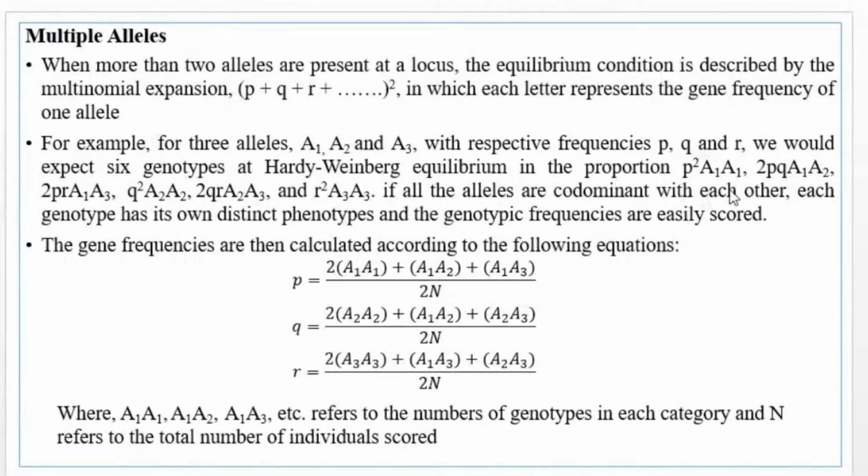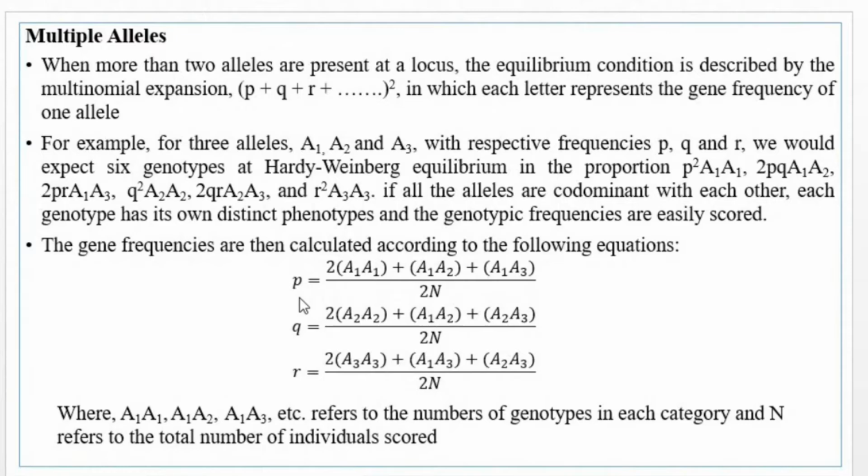How is this computed? p squared A1A1, 2pq A1A2, 2pr A1A3, just as we did with p or q on the male side and p and q on the female side to calculate the relation between genotype and gene frequency. In the same way, you can expand this with p, q, r on the male side and p, q, r on the female side, p for A1, q for A2, r for A3. With the checkerboard, you can easily calculate these frequencies: p squared, pq, pr, q squared, qr, and r squared for the 6 different genotypes. And from this genotypic frequency, you can calculate the gene frequencies.